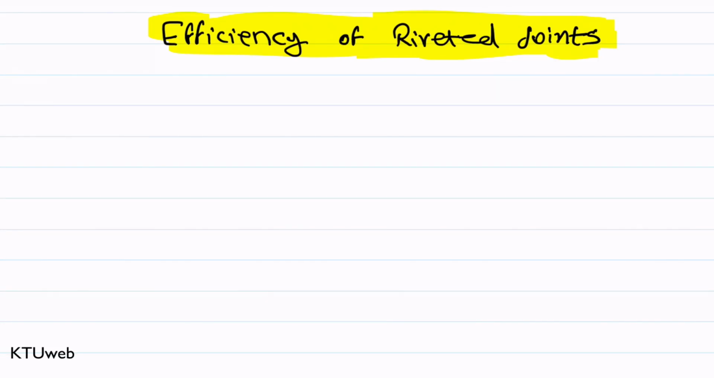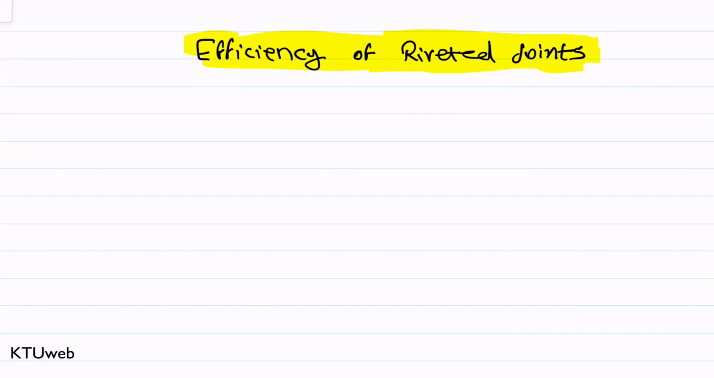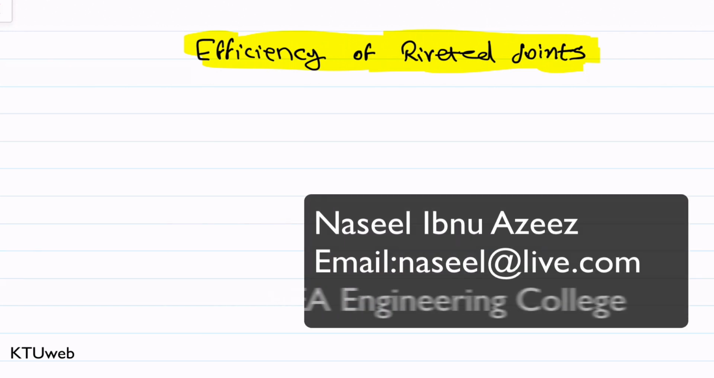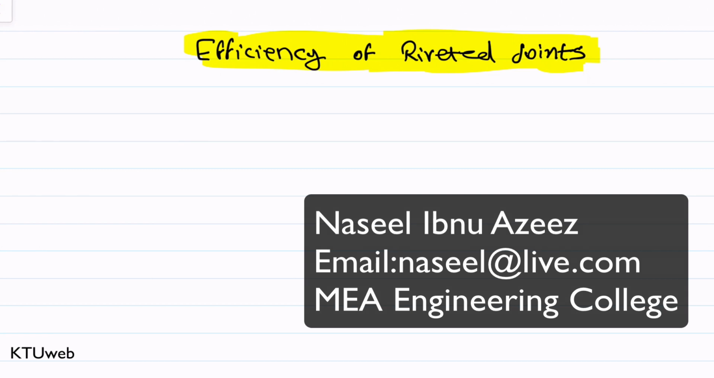In this video, we are going to discuss the efficiency of riveted joints. So far, we uploaded two videos regarding riveted joints, and in those videos, we discussed what the types of riveted joints are and what the major modes of failure often found with riveted joints are. If you didn't watch those two videos, I advise you to do so. That will help you understand this topic in a better way.